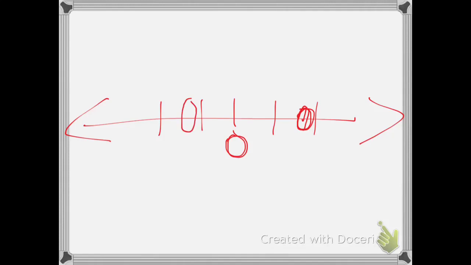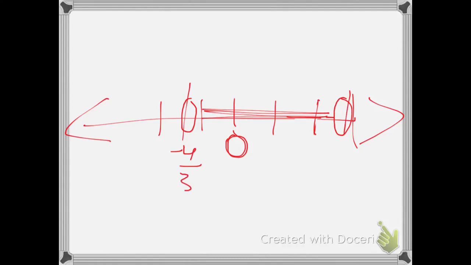Oh, I marked this part wrong. 8/3 is more than 2, but less than 3, so it's over here. And then you would shade between them. This is about negative 4/3-ish. This is about 8/3-ish. Okay, and if you shade, it's a middle region here.